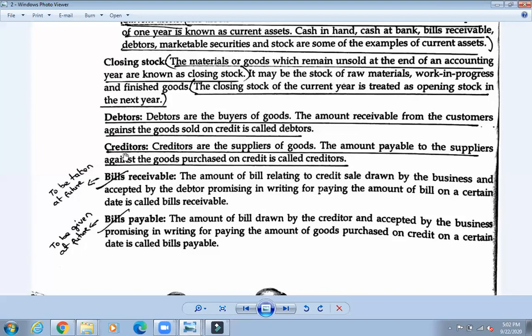Creditor means those who are giving the loan. Loan giver. They are giving the money, the rich person, giving the loan. Creditor. So debtor means who are taking the loan.